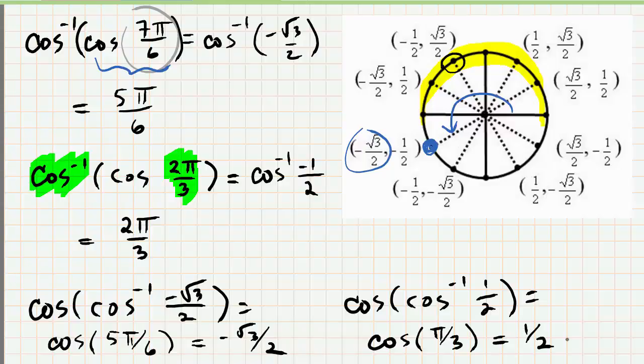So, if the regular trig function's on the outside and its inverse is on the inside, the cancellation property will apply. If the inverse trig function's on the outside and the regular trig function's on the inside, the cancellation property only applies if the innermost angle is in the range of the outermost function.